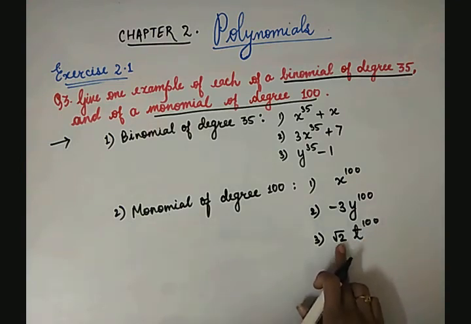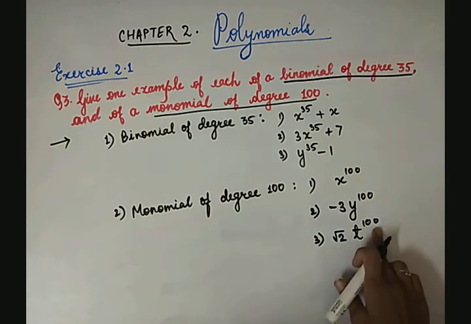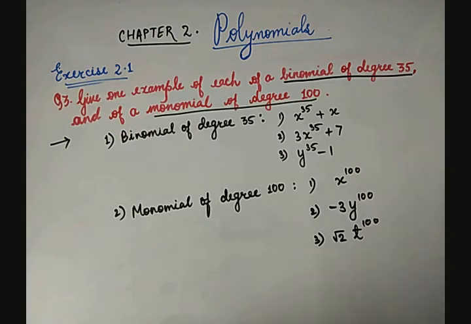Root 2 is a coefficient, not an exponent. So root is accepted for a constant. We are only checking the exponent. It should be a whole number. So you can add a few more examples of monomials of degree 100 on your own. Okay, now let us see the next question.